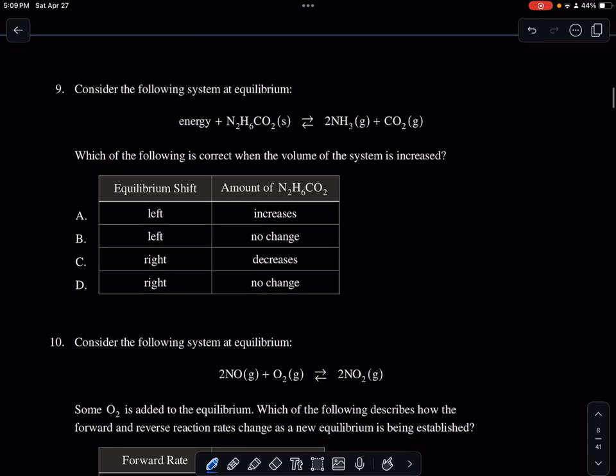Consider the following system at equilibrium. Which of the following is correct when the volume of the system is increased?